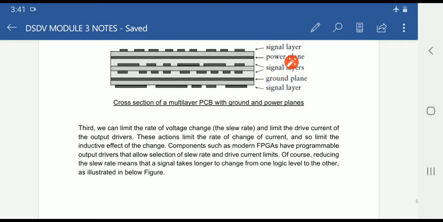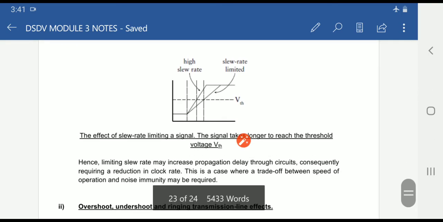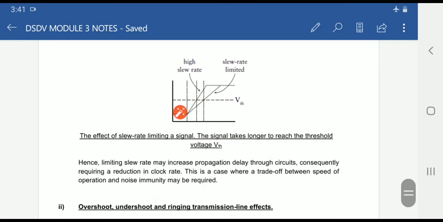The third is that we can minimize the slew rate. Slew rate is nothing but the maximum rate of change of voltage with respect to time. Here, this is a high slew rate, and this is a limited slew rate. A high slew rate has the maximum rate of change in voltage with respect to time. So if I limit that slew rate, we can reduce the inductance effect.